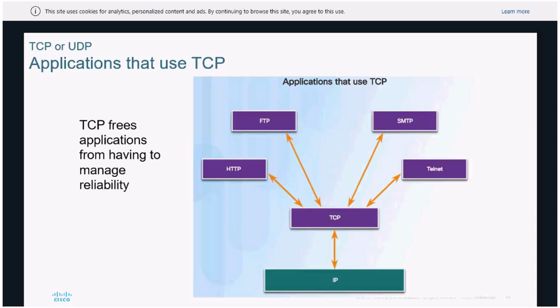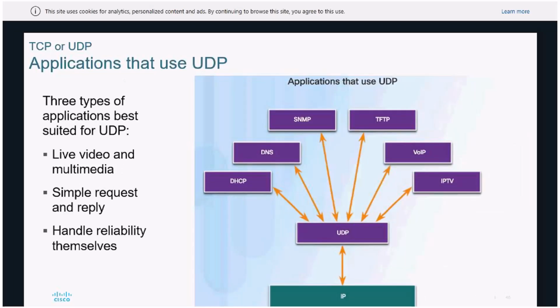Applications that use TCP are things that are well known. You would have heard of FTP, HTTP, SMTP and Telnet. What the TCP layer is doing is freeing the applications from having to manage reliability. In UDP you don't have that, so the applications have to manage reliability. TCP takes care of it for that type of data. The best uses for UDP are live video and multimedia, simple request and reply, and applications handling reliability themselves. So you can see here IPTV, VoIP, TFTP, which is another special type of file transfer protocol, DHCP, which allocates IP addresses, SNMP, and DNS are the protocols there.